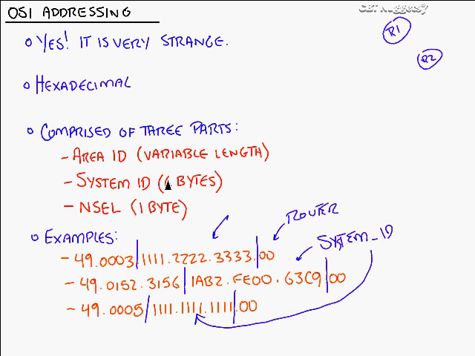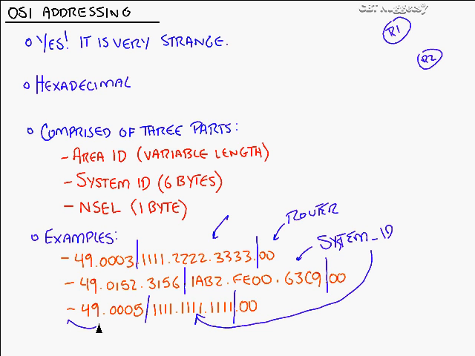Now, the area ID is the only variable length part. And this is why it's so important that we read our address from right to left. We know the N cell is 1 byte. We know the system ID is 6 bytes. So whatever is left over will be the area ID. Do you see how impossible it would be if we were to read from left to right? We wouldn't know where the area ended and the system ID started because the area can be a variable length.